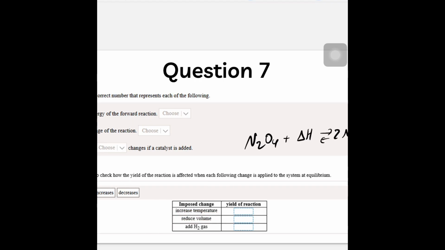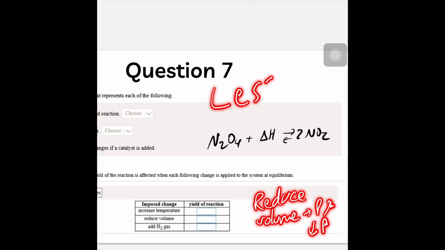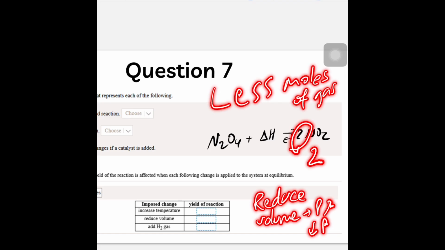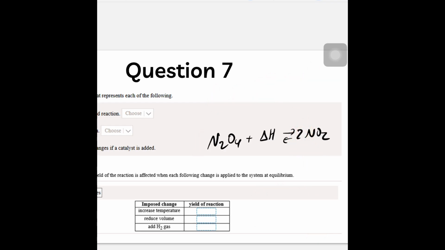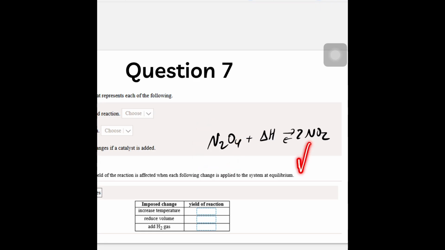Now, if I reduce the volume, the pressure is going to increase, and the system wants to decrease the pressure by shifting towards where I have fewer moles of gas. Now here I have 2 moles of gas, and here I have 1. So it's going to shift towards this side, since I have 1 mole here and 2 moles there. So it's going to shift to the fewer moles of gas. So it's going to shift to the N2O4. I will have less NO2. So in this case, the yield of the reaction is going to decrease.